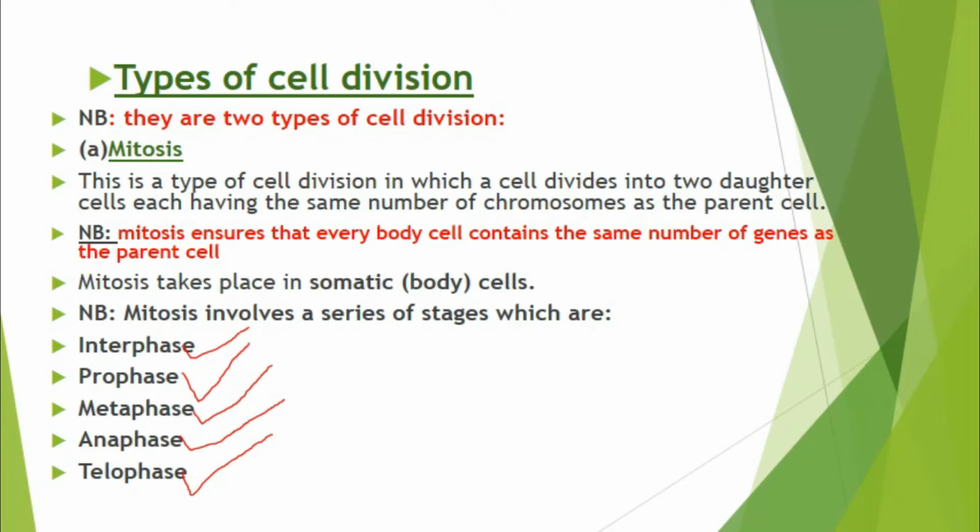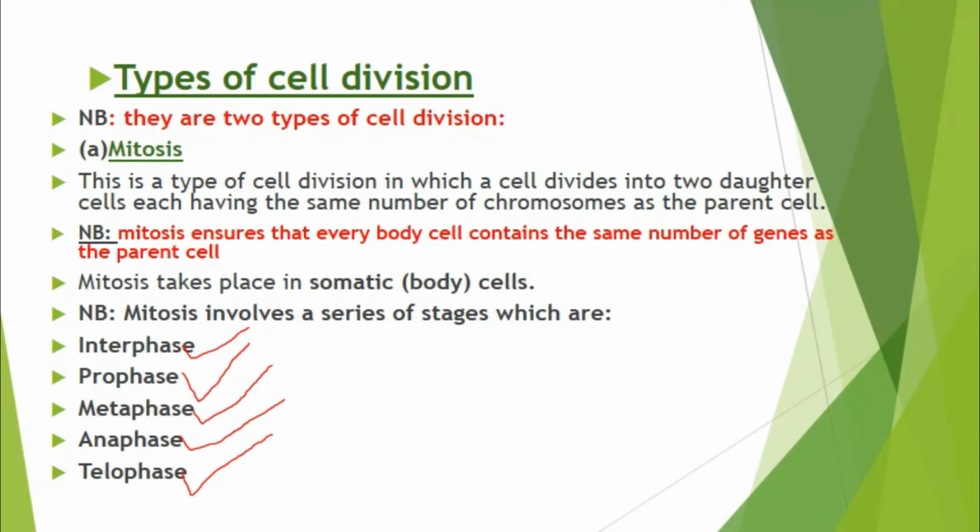So we have the interphase. That's the first stage. A phase means stage. Then we have the prophase, that's the second stage. Then we have the metaphase, and then the fourth stage we call anaphase. Don't worry about anaphase. Phase means stage, and then we have telophase.